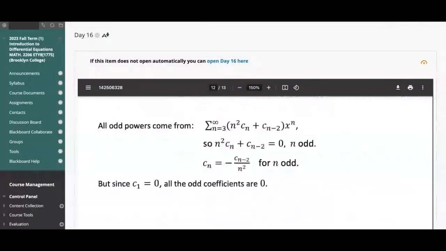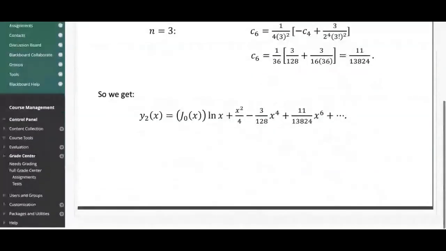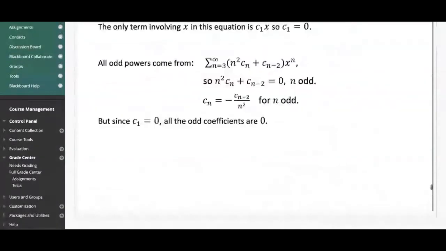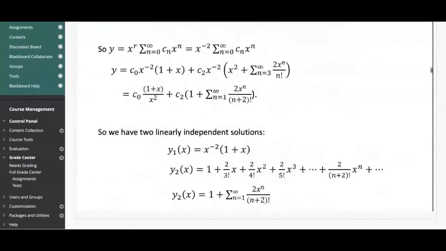Then following some examples. So this couple of lectures are very calculation heavy.